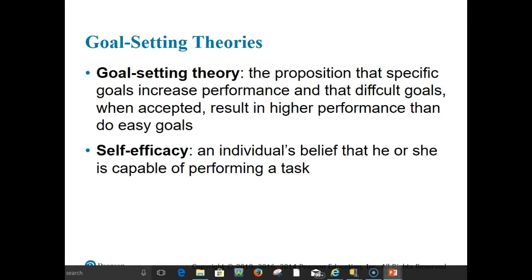So in difficult situations, we find that people with low self-efficacy are likely to reduce their effort or give up altogether, whereas those with high self-efficacy will try harder to master the challenge. So remember, goal-setting theory is the proposition that specific goals increase performance and that difficult goals, when accepted, result in higher performance than do easy goals. And that self-efficacy is an individual's belief that he or she is capable of performing a task.